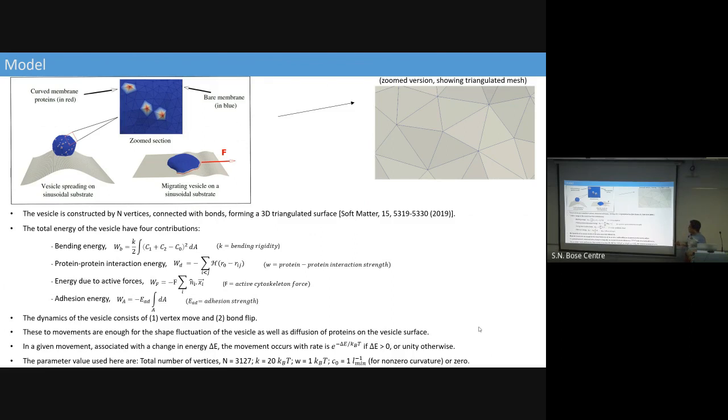Actually, I should emphasize that we are not trying to model the full shape of the cell. This vesicle can often be represented as a cell fragment, lamellipodia of the cell, or leading edge of the cell. So this is not the full shape of the cell.